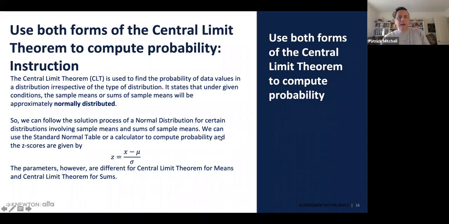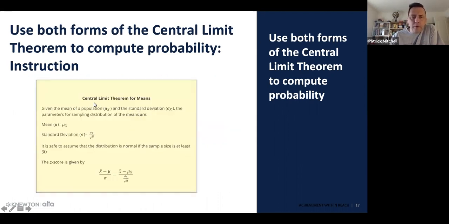Okay, now we're going to get into some problems where we calculate some probabilities. So this is going to be similar to what we did in chapter 6. If you remember, they would ask us a probability question about a normal distribution. We would change the values in the problem to z-scores using this formula. Okay, so we're going to be doing something similar now, except we just have to make sure that we're using the correct mean and the correct standard deviation.